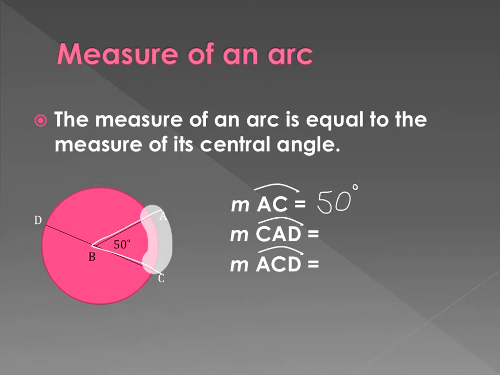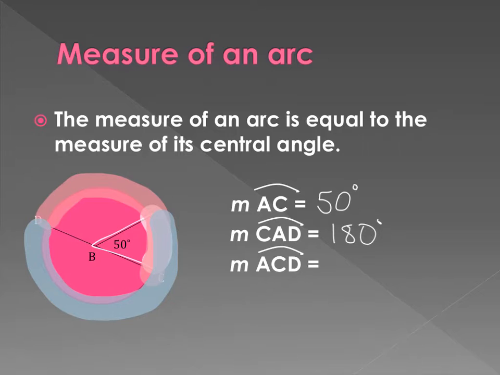All right, so CAD would go from C, oops, I went the wrong way, from C to A to D. So what do we know about that measure? It's 180 degrees because it's a semicircle. And then the last one is ACD. So I'm going from A to C around to D. What do we know about this measure? Good. It's the 180, that's the half circle, plus the 50, which is 230 degrees.